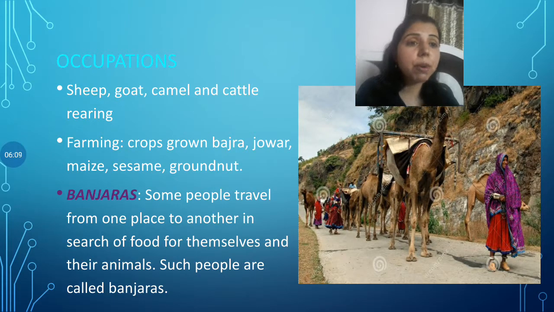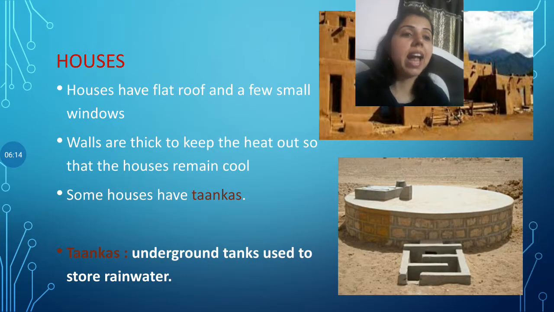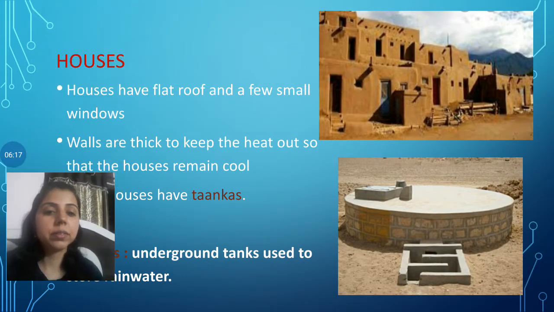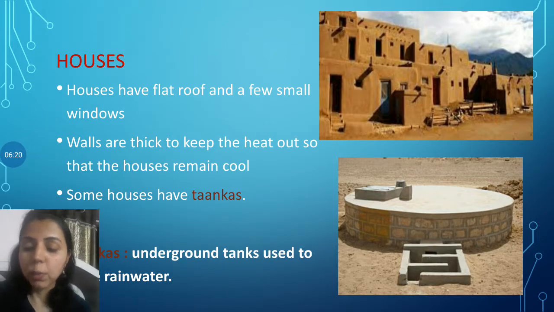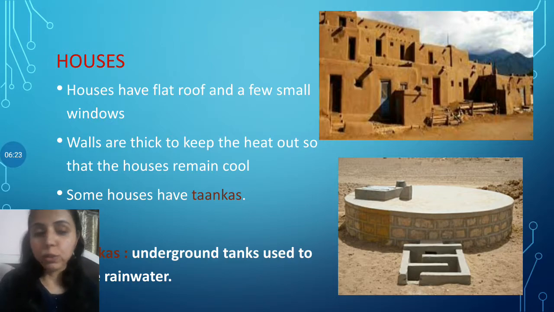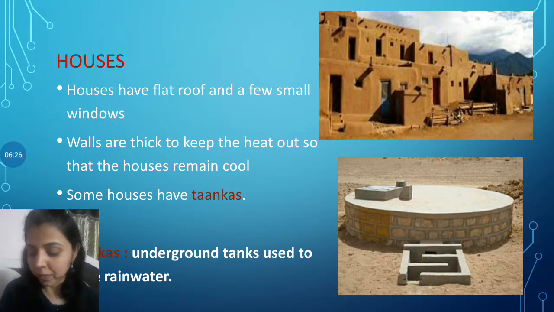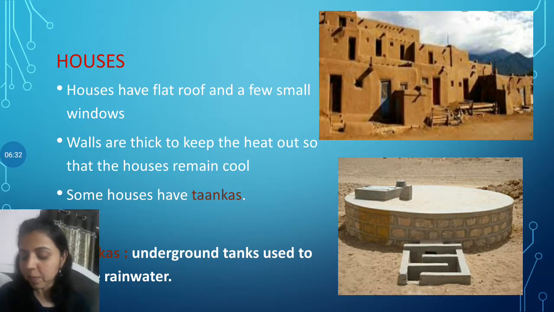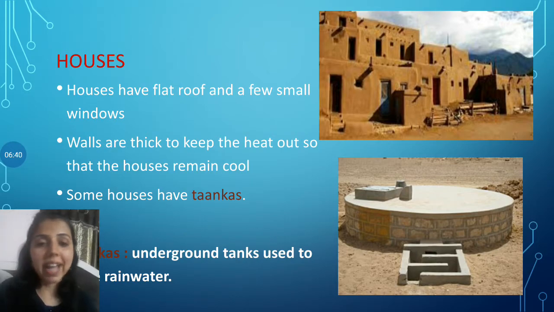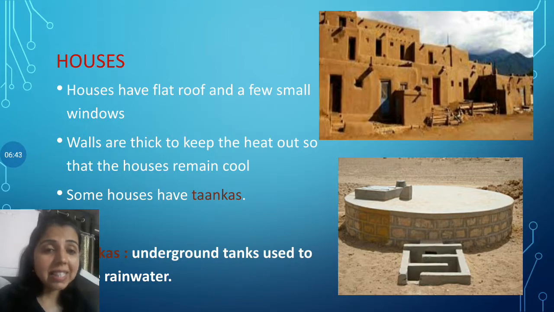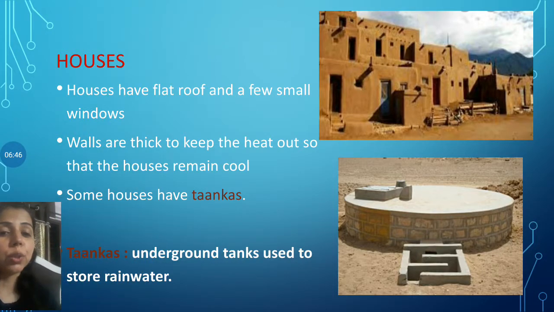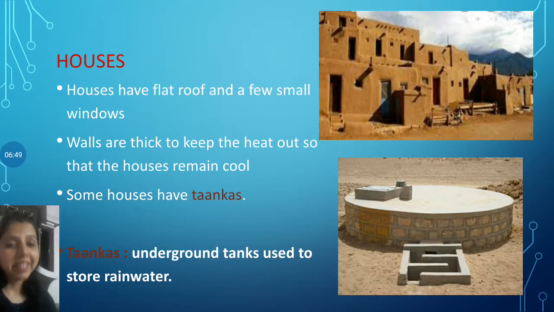Now let's see which type of houses are built in the Thar Desert to protect themselves from the hot and dry climate. Most houses have a flat roof and a few small windows. You can see in the first picture. The walls are thick to keep the heat out so that the houses remain cool. Some houses have underground tanks to store rainwater. You can look at the second picture. These underground tanks are called tankas. What are tankas? The underground tanks used to store rainwater are called tankas.